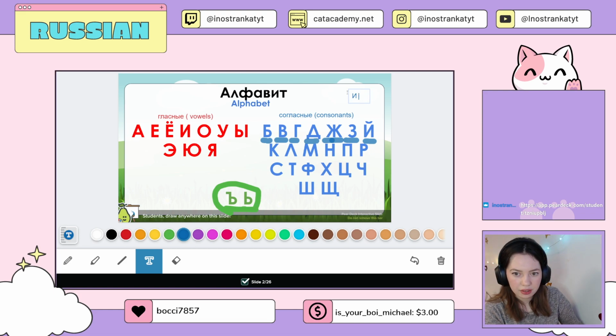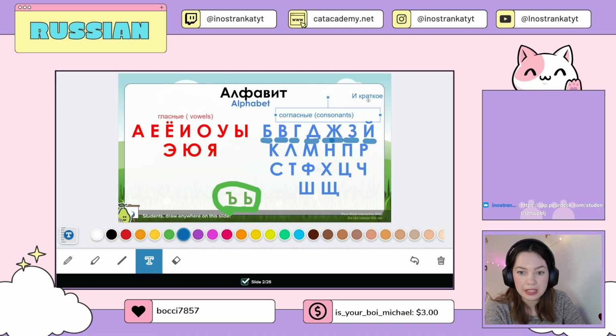И краткое means short E, short E, but it makes the sound Y, Y, Y, и краткое. Okay, let's go for the second line.